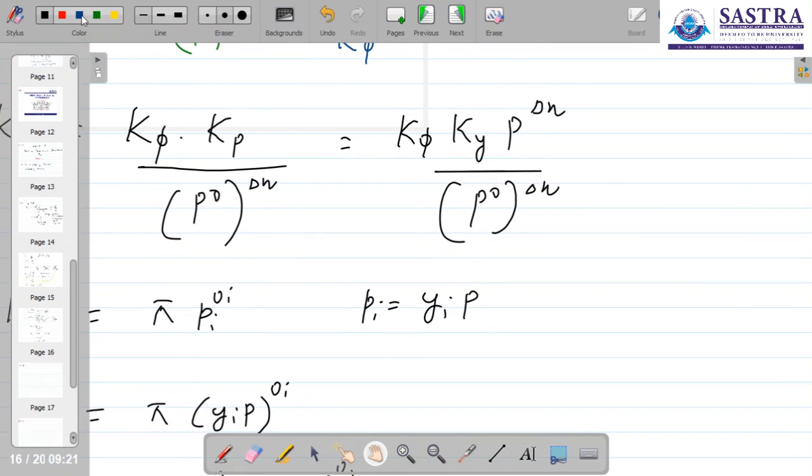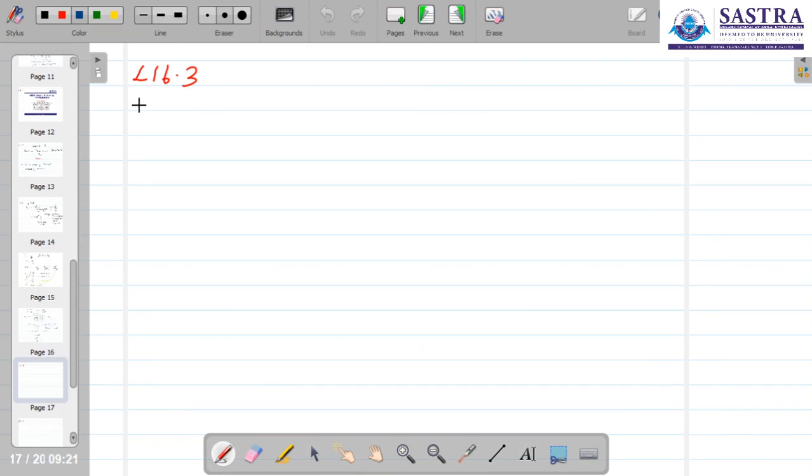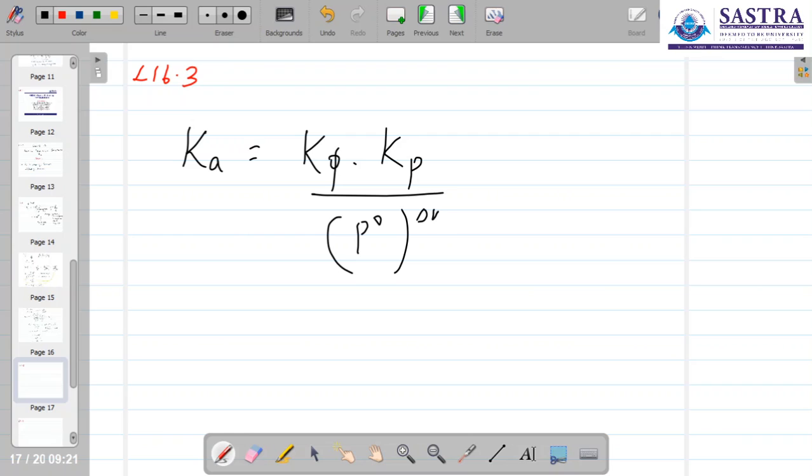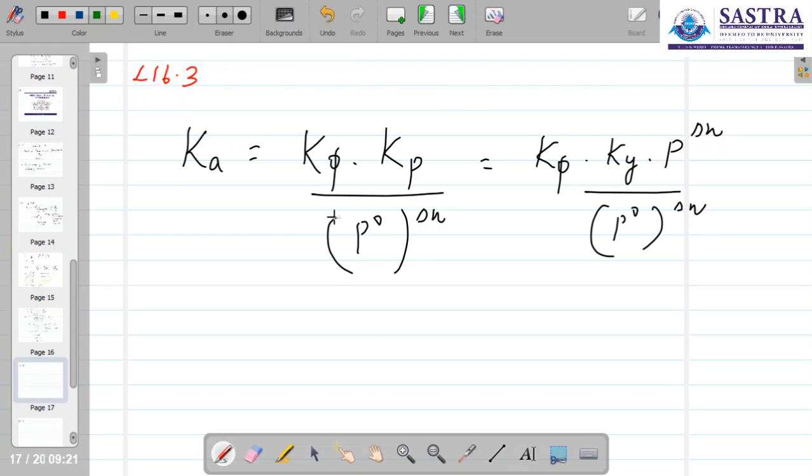Remember, the numerator is the system pressure, that means it's the reaction pressure, whereas this is the reference or the standard state pressure. So now we come to the end of this video. To summarize, Ka can be written as K phi times Kp divided by the reference pressure raised to delta n, that is also given as K phi times Ky times P power delta n divided by P naught power delta n. So this gives a relation between the equilibrium constant and the pressure. This is the reaction pressure in the system, and the effect is based on the value of delta n.